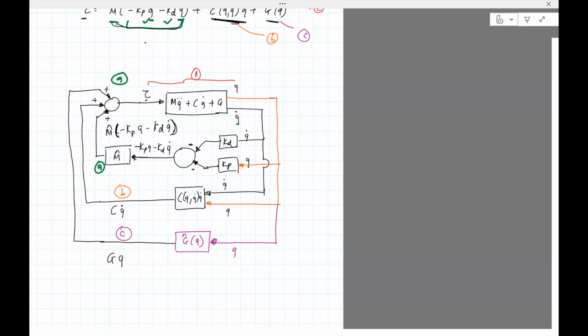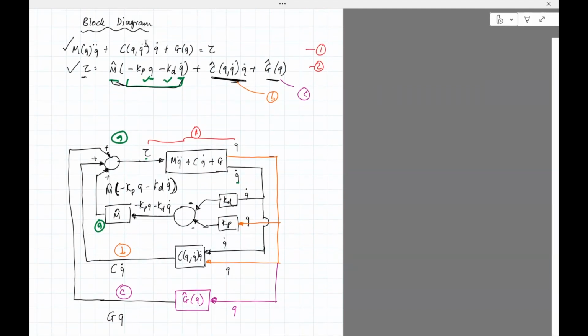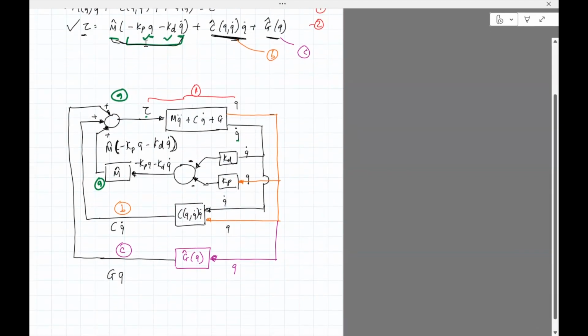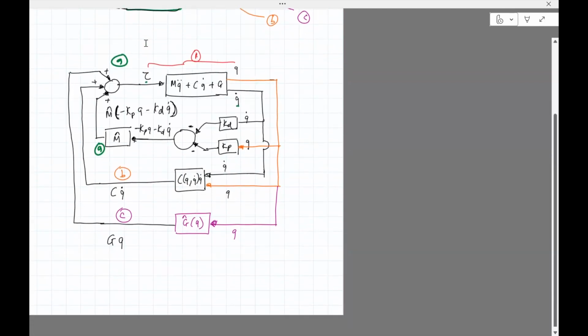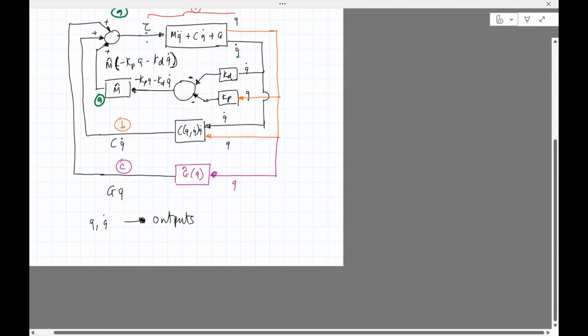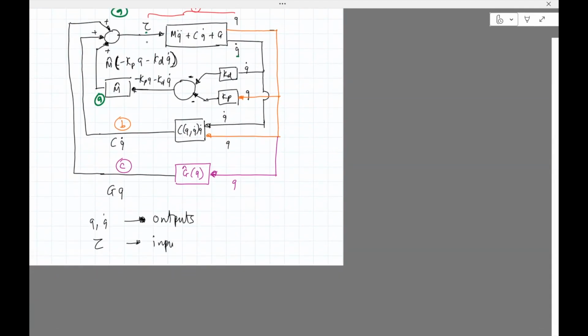Okay, so this is a block diagram. I don't know if you've seen this before, but that's typically used to communicate an idea on how a controller is mapped to the system dynamics. So this is the system dynamics one, and then the controller basically closes the loop. So q and q dot are outputs. The torque is the input.